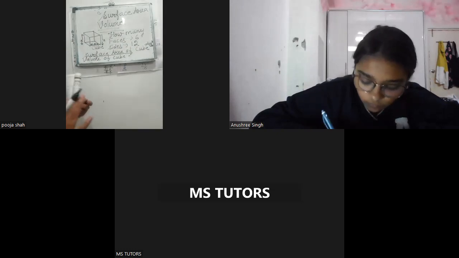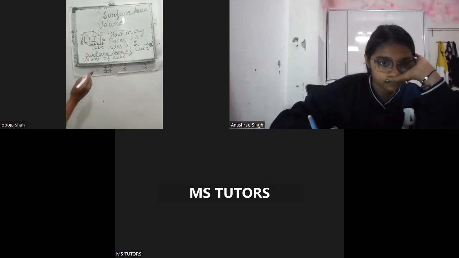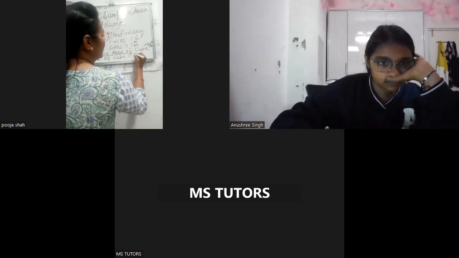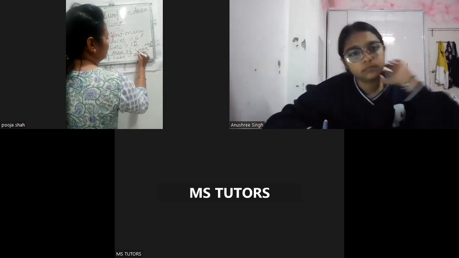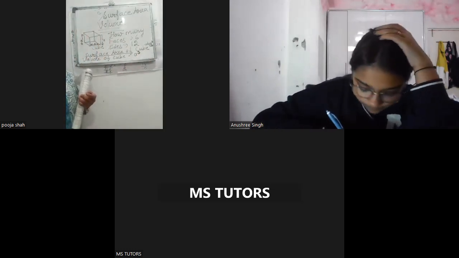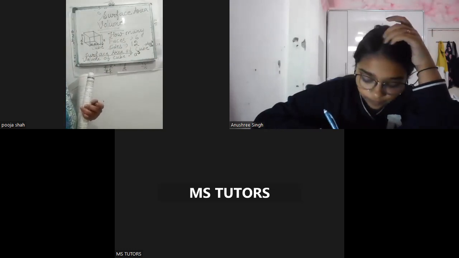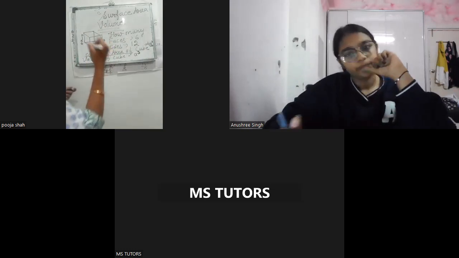Got my point? And now if we come to the question, what is the volume of a cube? That is always a to the power 3. That means a³. Got it? So we have to just learn this.